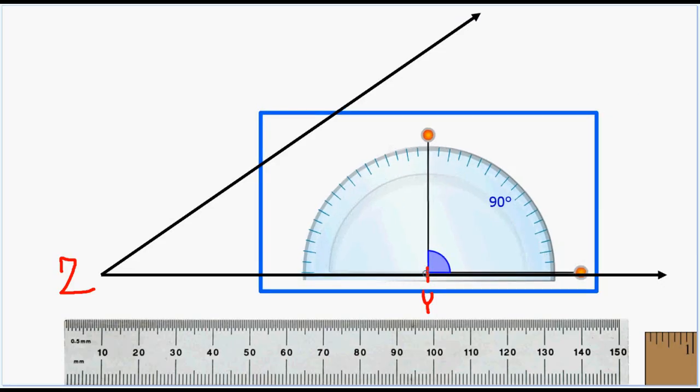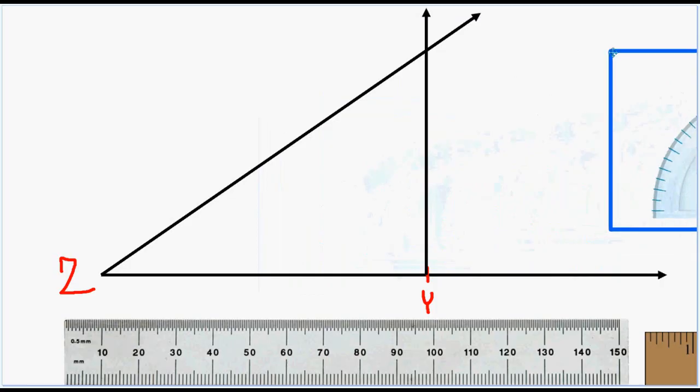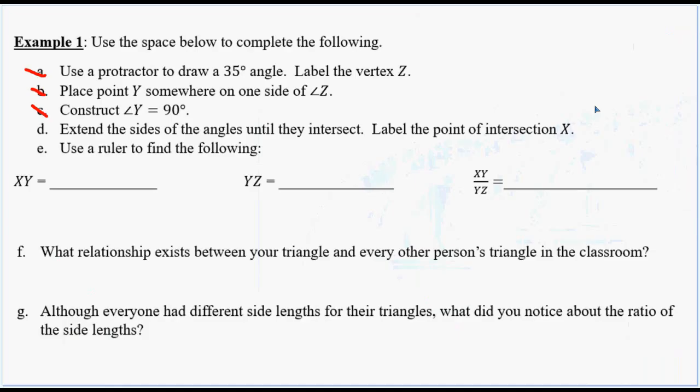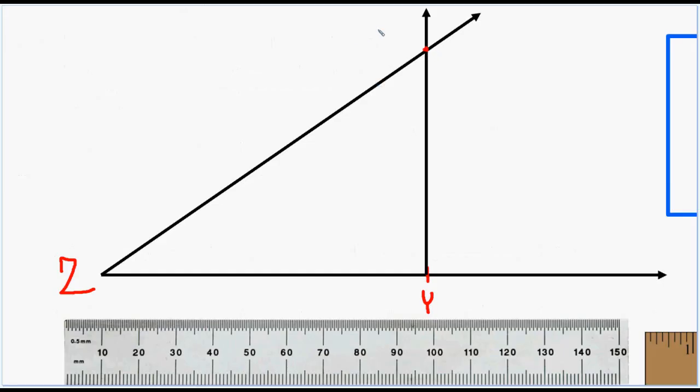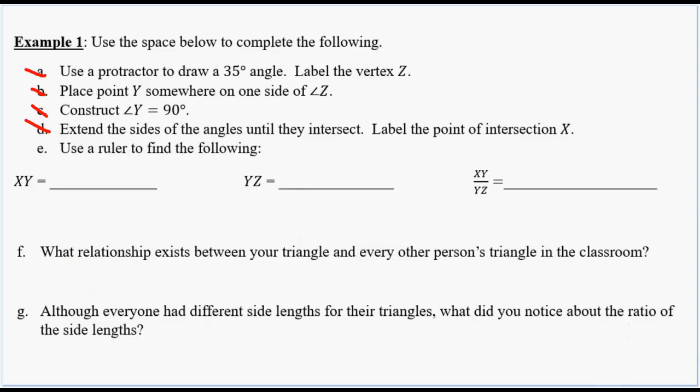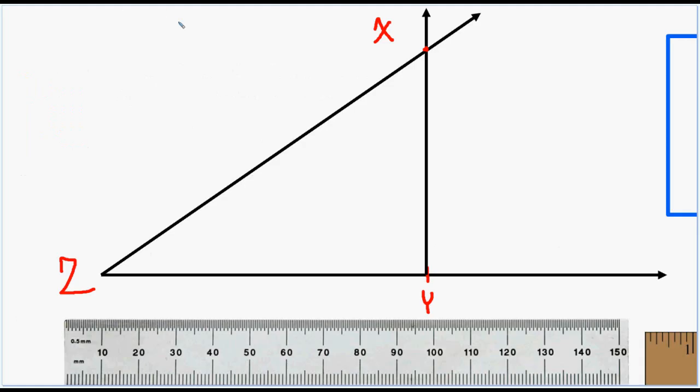And take a line, go all the way up till we hit the other line. I think I'm done with the protractor. Get that out of the way. Extend the sides till they intersect. Label that X, and then we're going to measure a couple sides. So this up here is X, and we're going to measure XY and YZ.